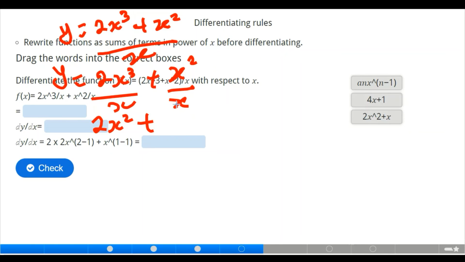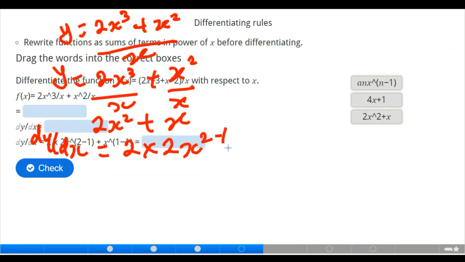So plus s can go in s raised to the power 2, we have x left, so we have x. Now let's differentiate this. We have dy/dx. We are differentiating it with respect to x, so we have 2 multiplied by 2x^(2 minus 1). A here is 2, so plus x^(1 minus 1).